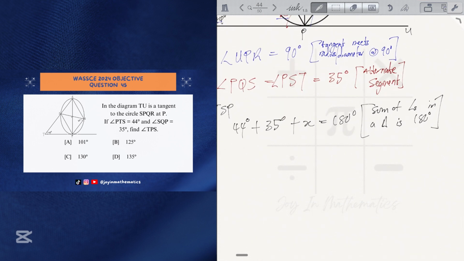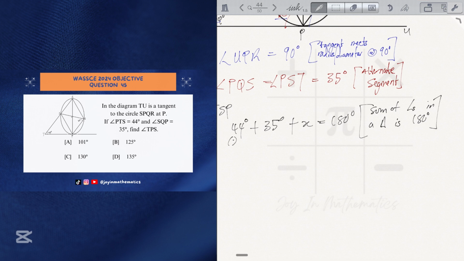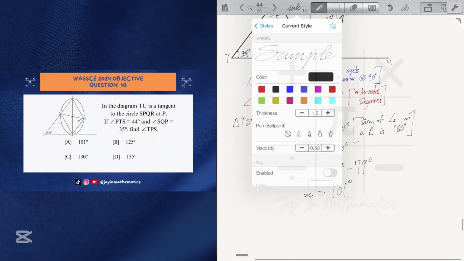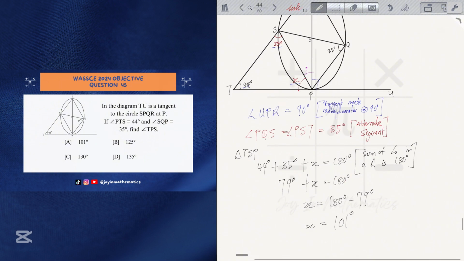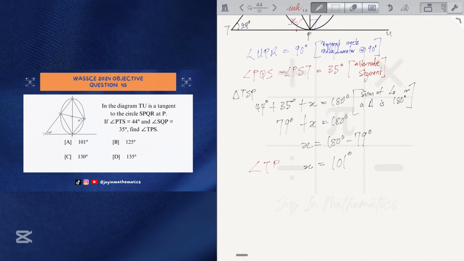So in view of this, 44 degrees plus 35 degrees is equal to 79 degrees, plus X is equal to 180 degrees. So we have X equal to 180 degrees minus 79 degrees. With this, we can evaluate the value of X to be 101 degrees. And we know that X is TPS, which is the angle we are asked to look for. Angle TPS is equal to X, 101 degrees, which is equivalent to option A.